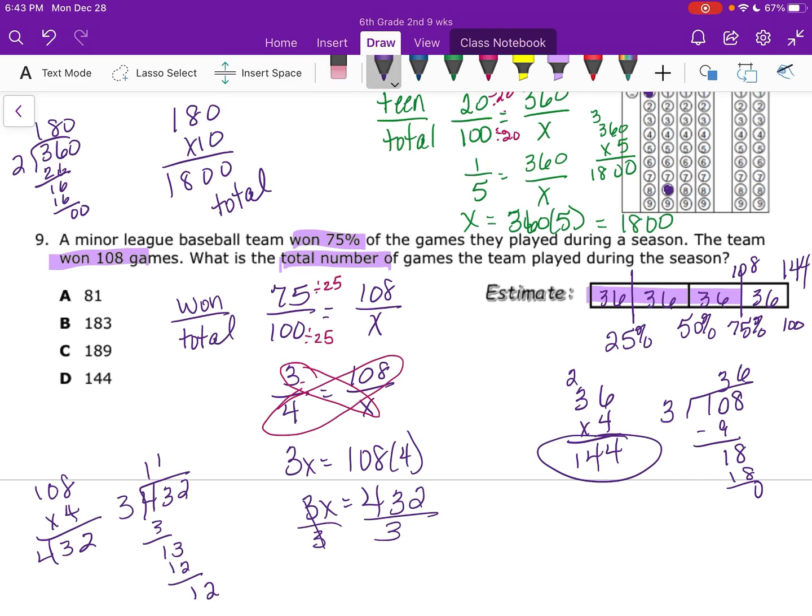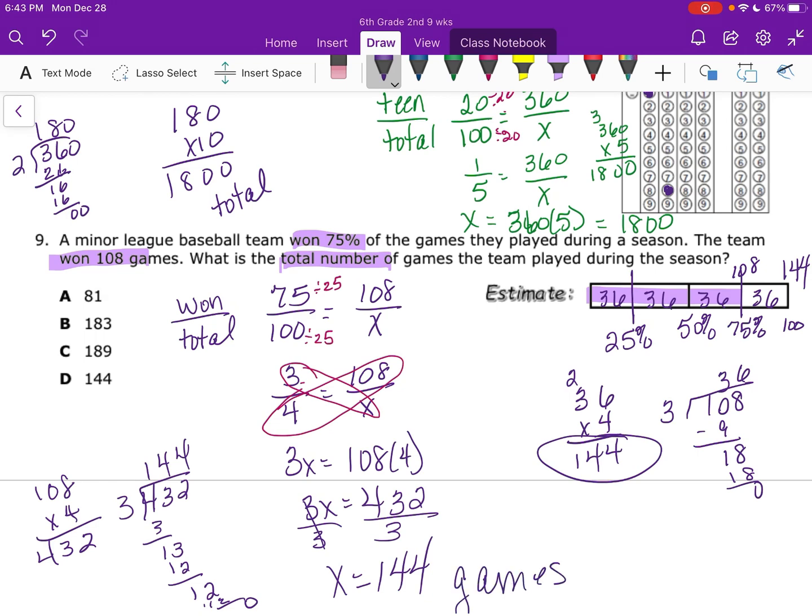3 goes into 13 4 times. 4 times 3 is 12. And then 4 times 3 is 12. So 144 games. D. Oh, we could have eliminated A, right? Because the number of total games is not going to be less than. It's going to have to be more than 108. So we could have definitely eliminated A.